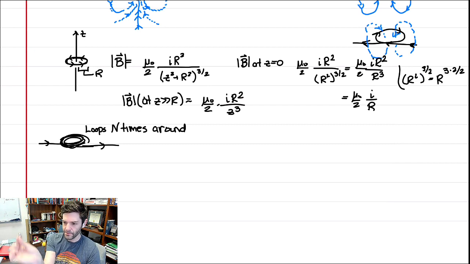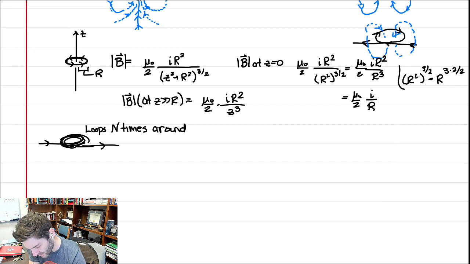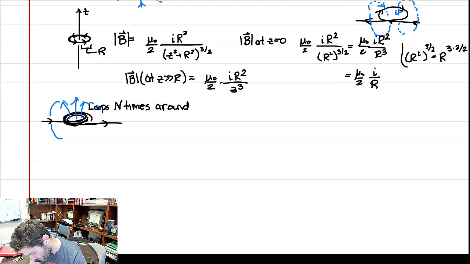Now imagine you had 2 loops on top of one another. If the current is going in the same direction for both, which it is, then they both are creating magnetic fields that are adding together. Each loop is creating a magnetic field that comes up like this, loops around, and then comes back up through the bottom.